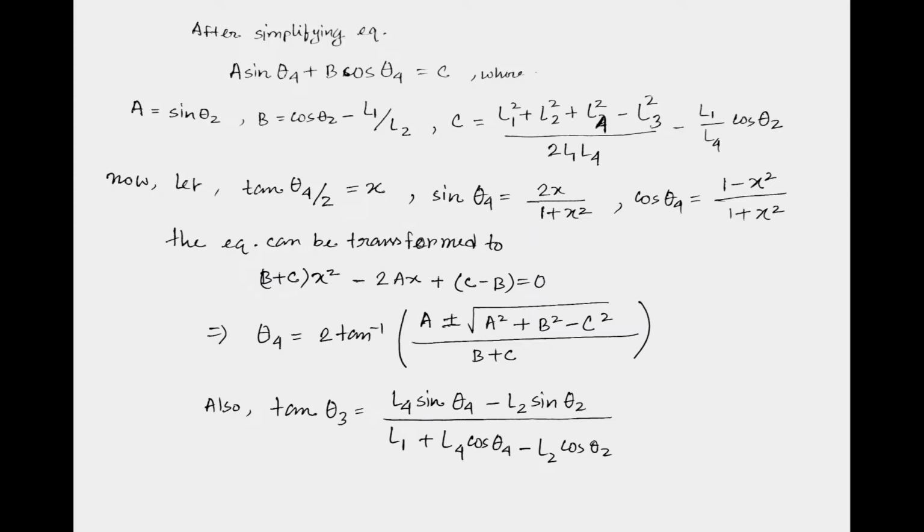Now, by using the half angle formula, we can put x in place of tan theta 4 by 2, so that sin theta 4 will be 2x by 1 plus x square, cos theta 4 will be 1 minus x square by 1 plus x square. We can obtain a quadratic equation of x as written here. We can obtain the value of theta 4 from here, and after that we can also obtain theta 3 from the bottom formula.